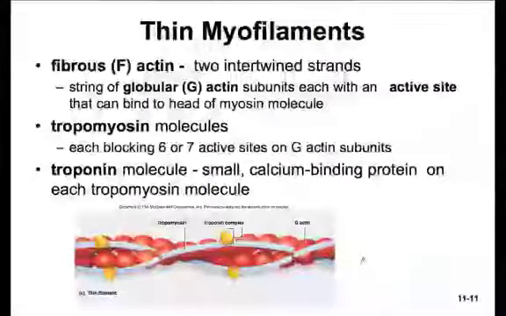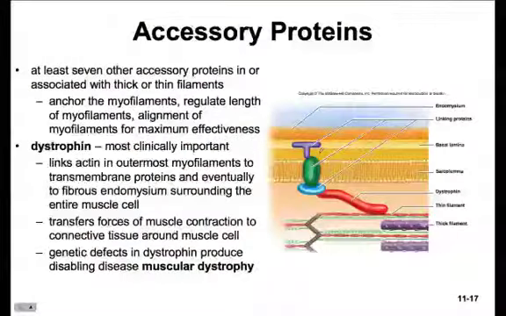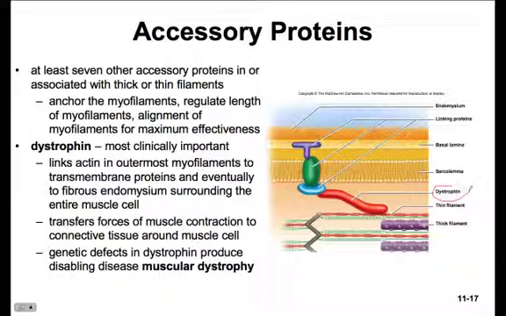And that's where the protein dystrophin comes in. Dystrophin is one of a series of proteins that anchors the sarcomeres, or the myofibrils, to the cell membrane so that actually the whole cell contracts, not just the proteins within it. Now, I bring up dystrophin primarily because you've probably heard of muscular dystrophy. Dystrophy is a result of a defective dystrophin protein.